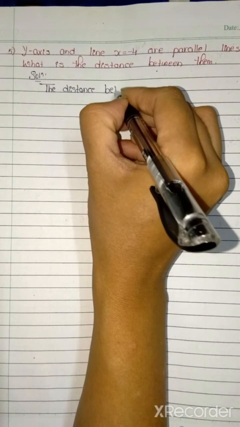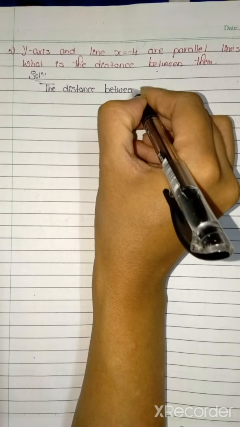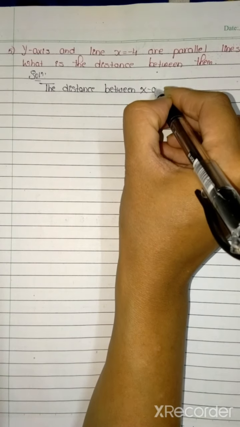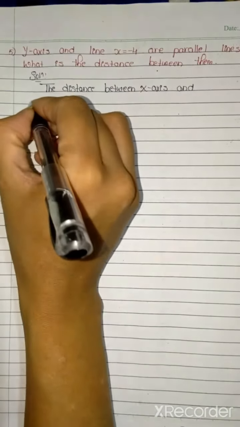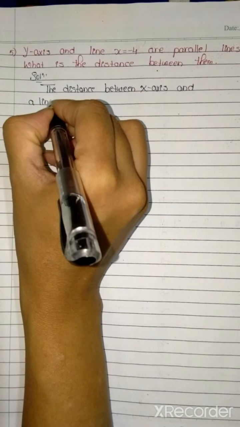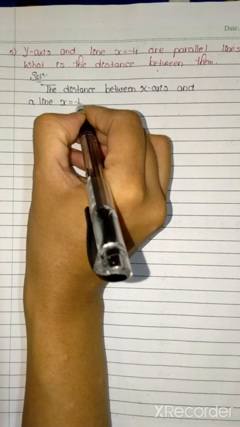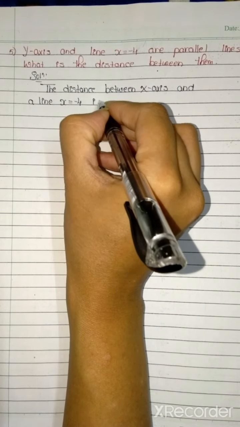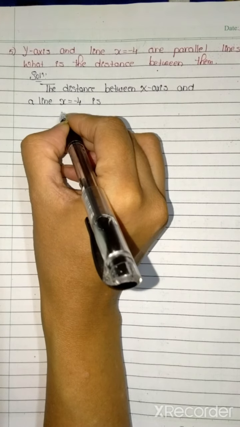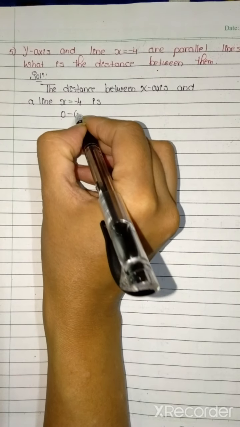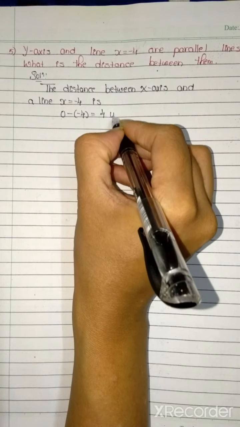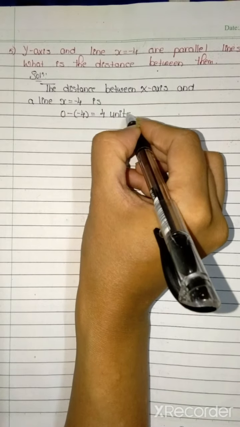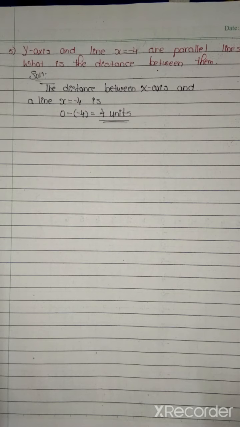The distance between the y-axis and the line x equal to -4 is: the y-axis is 0, minus of -4, which is equal to minus into minus plus, so +4, that is 4 units. So कितना डिस्टेंस में है? 4 यूनिट डिस्टेंस में है.